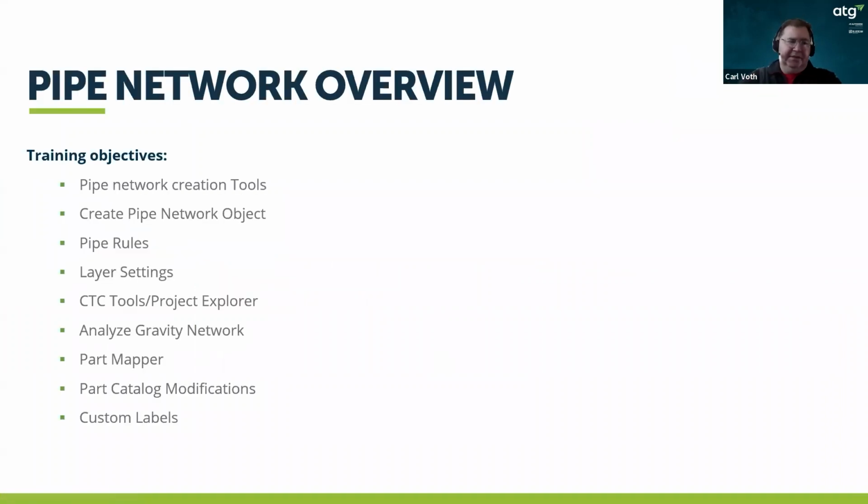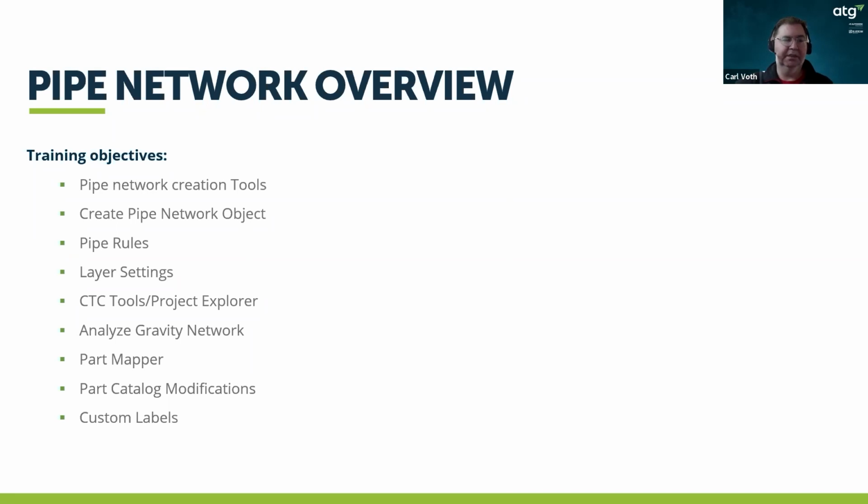our training objectives, which are our pipe network creation tools. We're going to show you how to create those from scratch. We're going to show you how to create pipe networks from objects, i.e. feature lines or polylines, and how you can leverage that to speed up your design. We're going to go over pipe rules and how we can utilize those, usually under your initial layout with using pipe rules, then later on using those to get it to do things that you want it to do. Layer settings, where all these fantastic Civil 3D objects go and how we can leverage that.